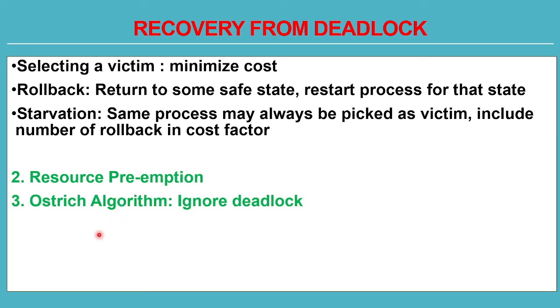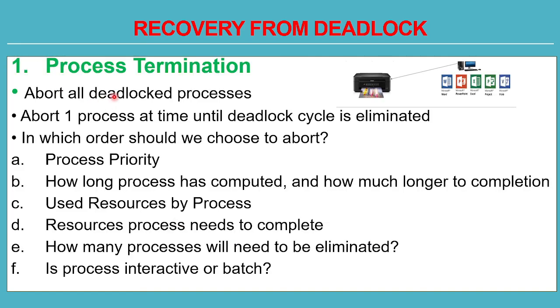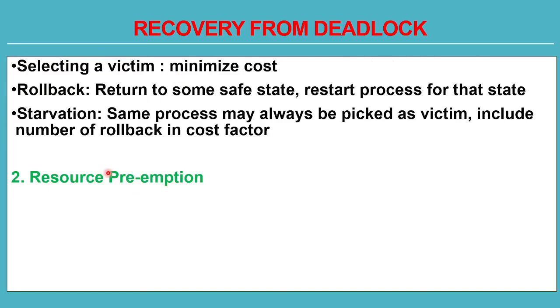Then the third way of recovering from deadlock is the ostrich algorithm. That is, just ignore the deadlock. That is also one way of recovering from deadlock. You just have to ignore the deadlock as if it has not occurred. So these are the 3 ways of recovering from deadlock. One is process termination, second is resource preemption, and third is the ostrich algorithm, that is, ignore the deadlock.